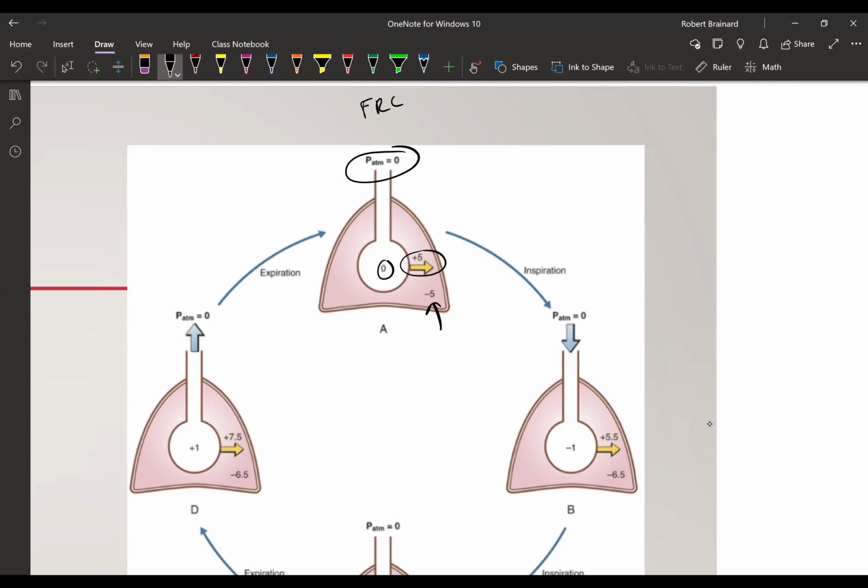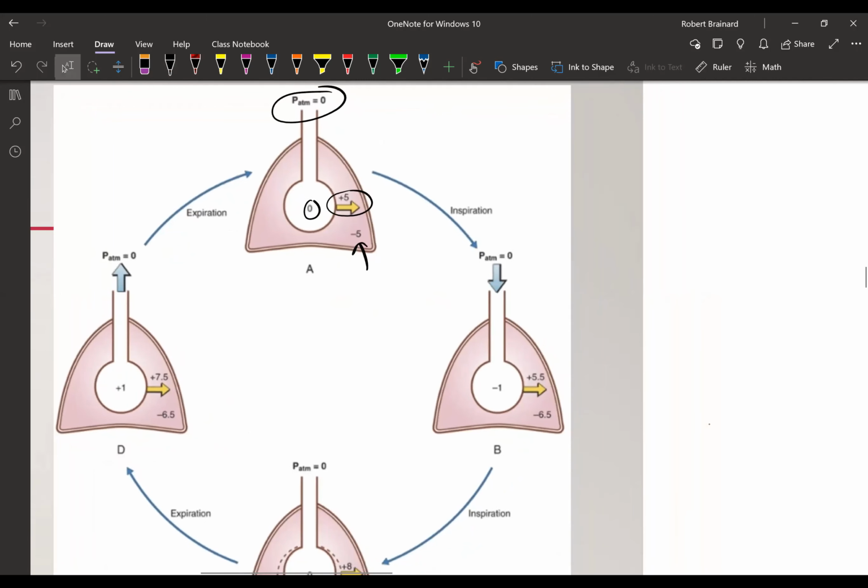Are you still on the same page with me with the transmural, transpulmonary pressure? Yes, sir. Okay, great. Because I'll explain that too, I mean I explained it, but I'll draw it out. Transpulmonary or transmural pressure is, remember, the alveolar minus the intrapleural.